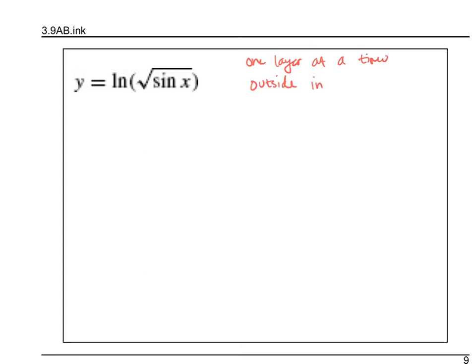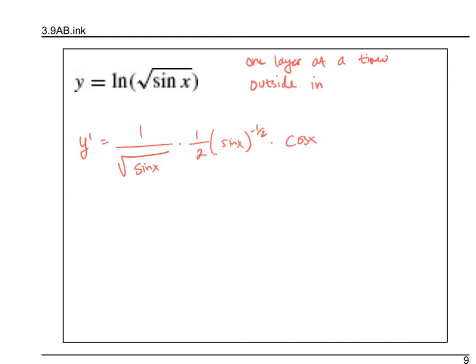Okay, so the first thing that I want to derive is my ln. ln says 1 over inside. The next layer is the square root. The square root derives to 1/2 inside to the negative 1/2. And the final layer is the sine x going to cosine x. Right, 1 layer at a time until I finally got to the innermost function.